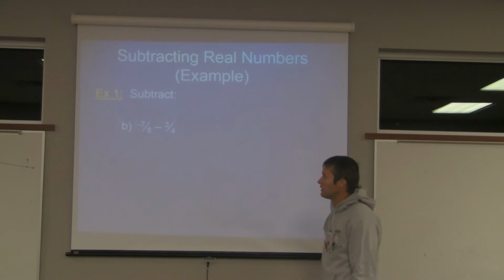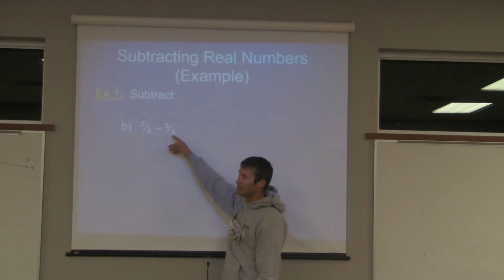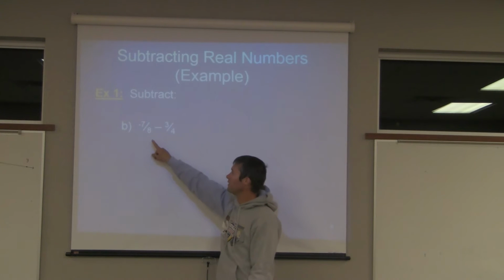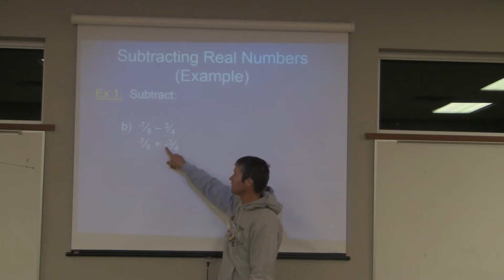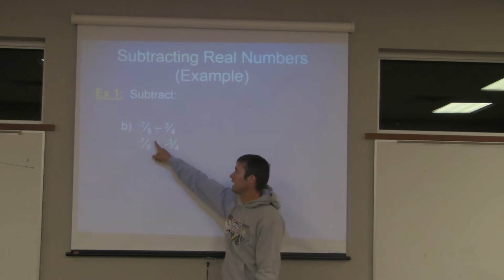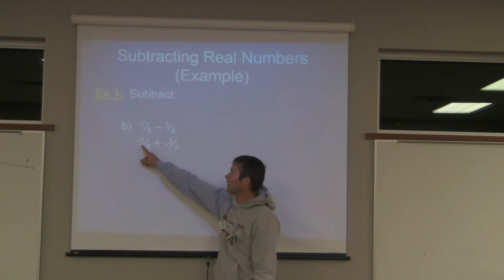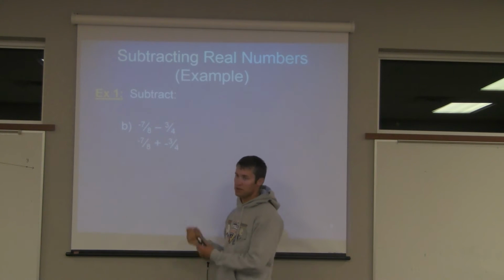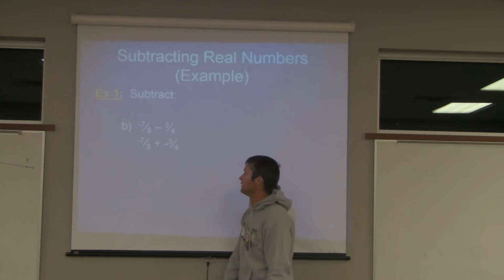Example 2 is a fraction. Negative 7/8 minus 3/4. This is one I'm going to switch. I have a negative minus this, so I'm going to switch this sign to a positive. So I'm going to say plus, which means I switch the sign of this to a negative. Now, in order to add, I need a common denominator. Now we go back to our rule from yesterday. They both have the same sign, so now I just add them together, and in the end, my sign will be negative.